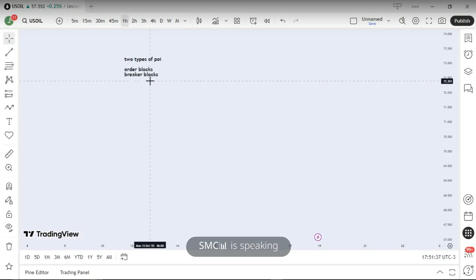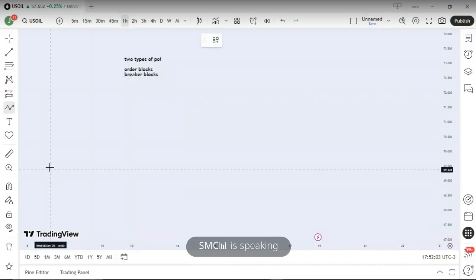Then we have breaker blocks. A breaker block is simple, but the most confusing to trade. But I'm going to explain. Zero panic. So a breaker block is simply an order block that fails to hold price. You understand? Let me just say a breaker block is a failed order block. Let me give you an instance.